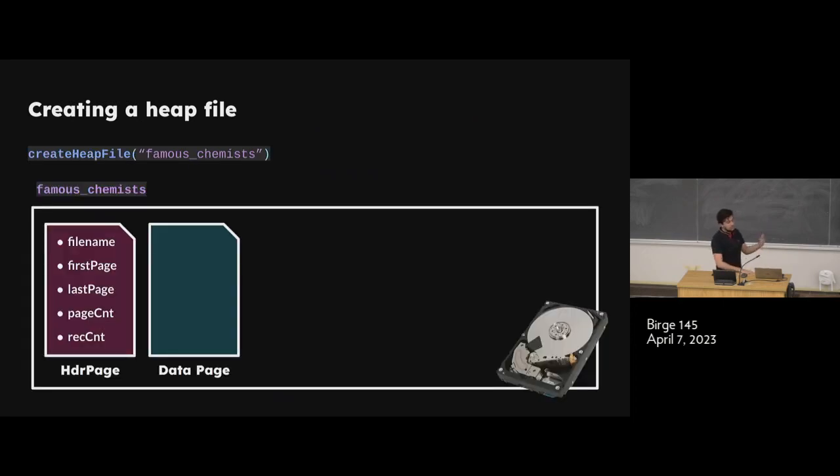So after you implement this method, you can just call it like this: create Heapfile, give it some file name, famous chemists. It'll go to disk, it'll create a new file, and it'll give it a new header page, which will have all the file name, page count, and first, last page number variables. It'll also have an empty data page, which does not have any records in it yet, but you can start inserting them afterwards. So this is the initial structure that is set up after you call the create Heapfile method.